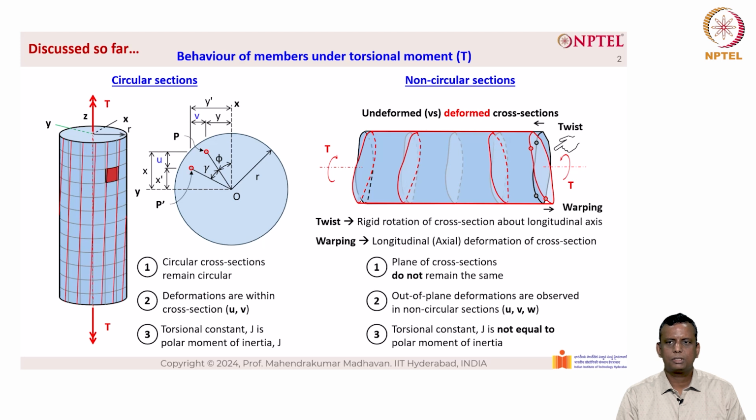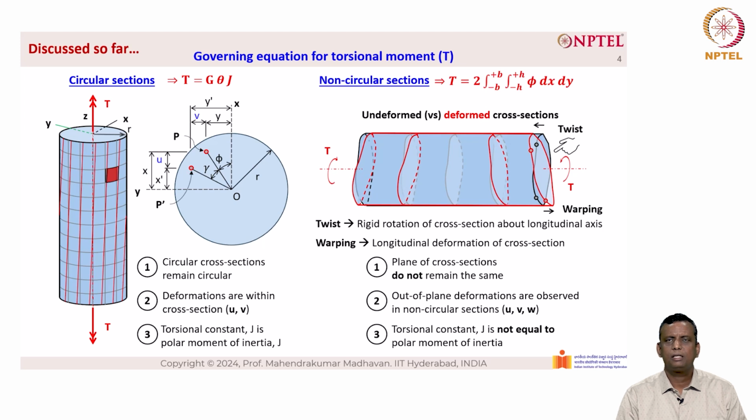And the torsional constant J is not equal to the polar moment of inertia. In circular sections, T equals G J theta. Here in non-circular cross-sections, T equals 2 times the double integral of phi dx dy, as given above. The crux of the question is how to find J. In non-circular cross-sections, the value of T is equated to G, theta and J. So, a good approximation of phi is required to find J.